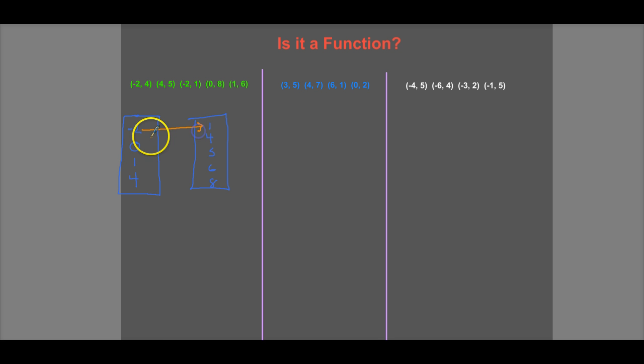So -2 goes to 1, 4 goes to 5, -2 goes to 4, sorry. 0 goes to 8, and 1 goes to 6. Now, in this situation, each one of these represents a different button on the machine. If I press the 0, I only get 8. That's a good thing. But for -2, I press the button and I might get 1 or 4. I could get Pepsi or Code Red. I don't know what's going to happen. So this is not a function.